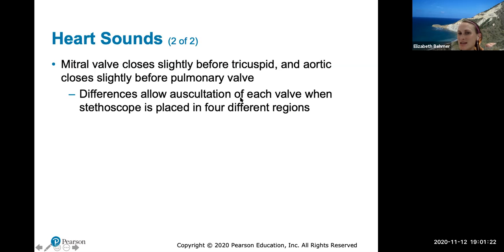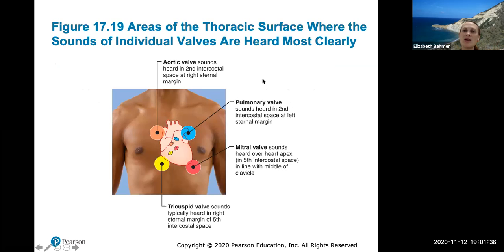That means listening with the stethoscope placed in 4 different regions. So doctors can get really good at determining if they're listening for the tricuspid, the mitral, the aortic, or the pulmonary. This is where the doctor will place their stethoscope and where the sounds of the individual valves are heard most clearly. This is why you'll notice your doctor placing their stethoscope in 4 different spots around the sternum. These 4 spots show where they can hear these valves the best.